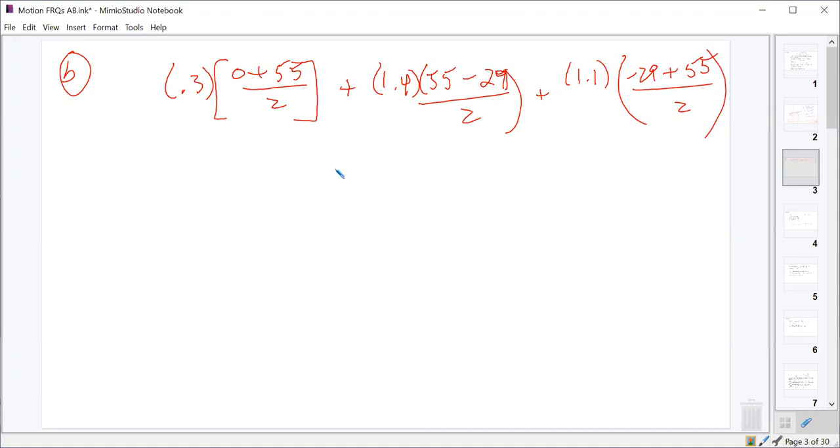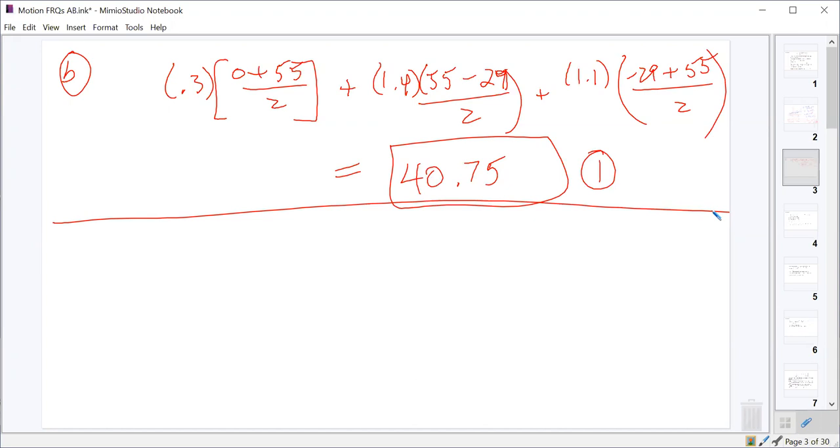And you would do all the arithmetic on that, and I think it came out to be 40.75. And that was just worth 1 point for all of part B there. Any questions there?